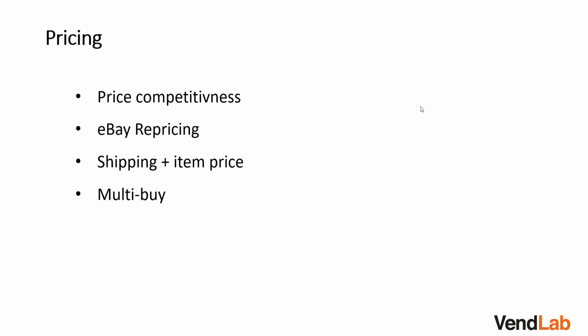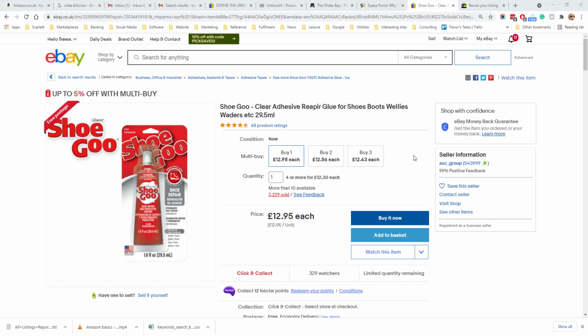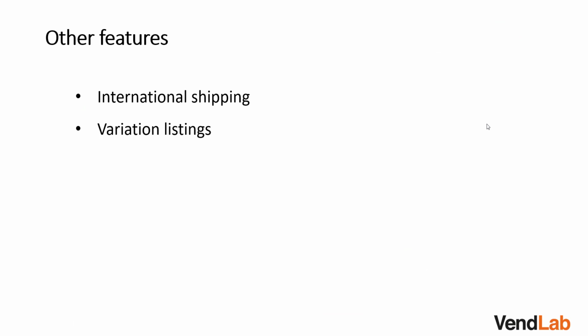eBay is a competitive marketplace, and listing a product at a competitive price is a vital part of increasing conversion. There are tools available to reprice eBay products against your competitors. When looking at pricing, you should consider the item price plus any shipping. There is also the option to offer discounts for multi-buys. Here in this listing, this buyer has specified a number of multi-buy options. Finally, by offering international shipping on your products, you open your products to a larger marketplace and the opportunity to reach more customers. This is done by the postage policy.